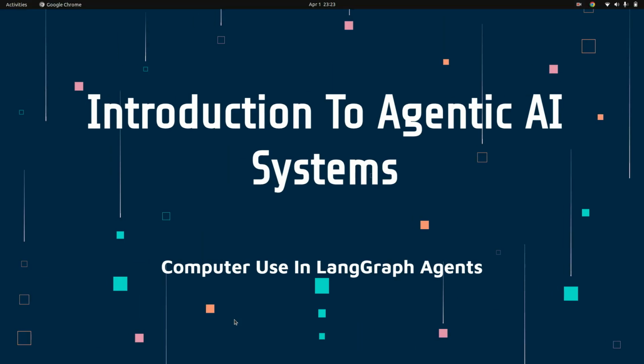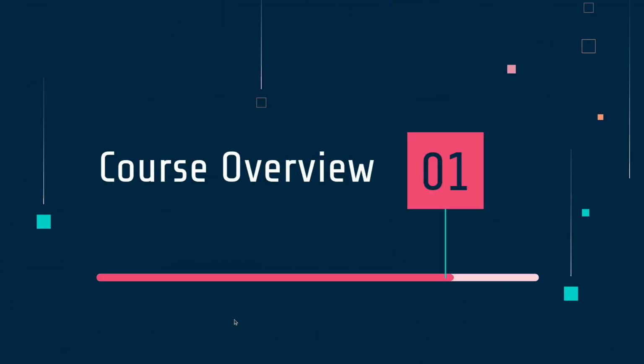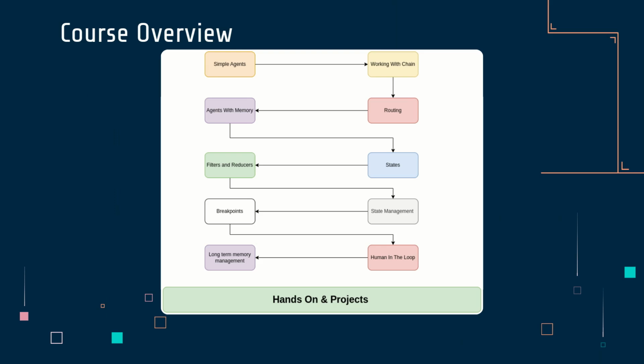Okay, so if you've been following along with the course, this is what you've been doing so far, right? You have learned how to build simple agents, you have learned how to work with chains, routing, agents with memory. We did long-term memory and short-term memory. We have done handling states, filtering states, all that cool stuff, right? And right now we are moving on to the human in the loop kind of interface. That's what we're trying to implement.